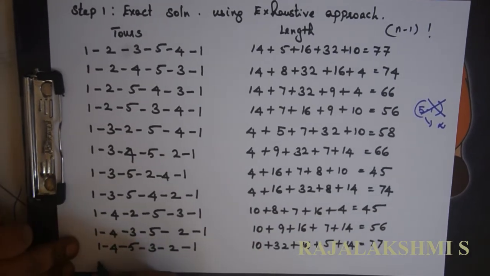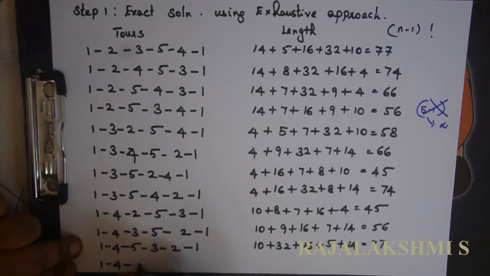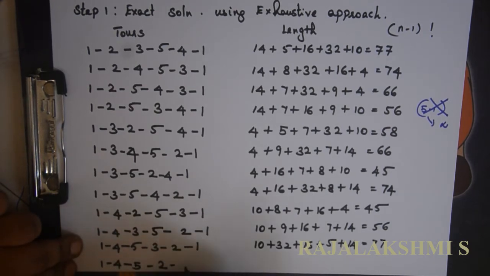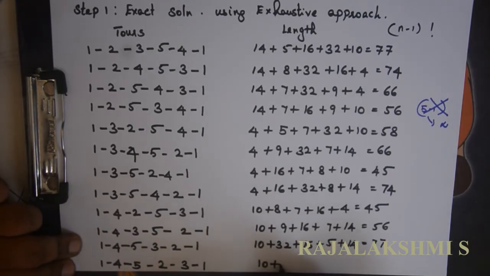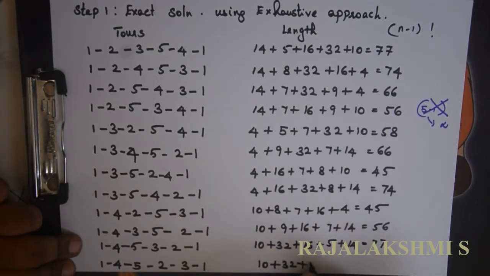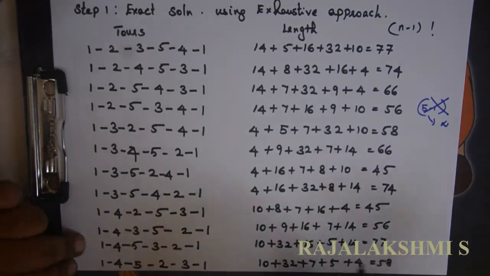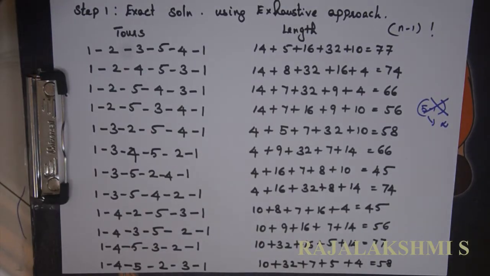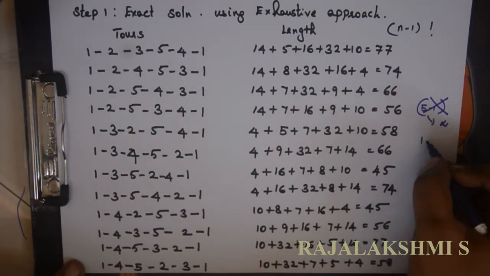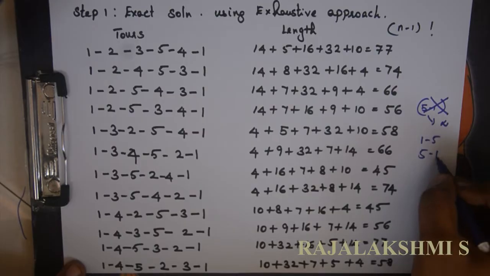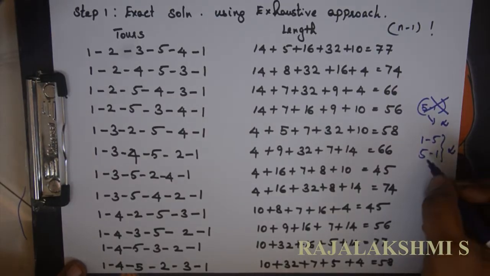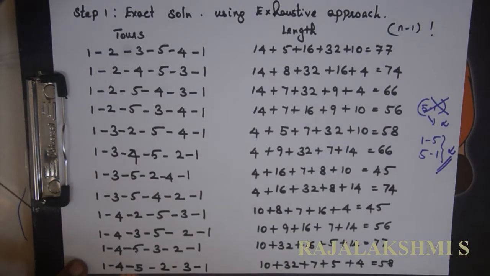And the final thing is 1 to 4, 4 to 5, 5 to 2, 2 to 3, 3 to 1. So here we will be having 10 plus 32 plus 7 plus 5 plus 4. So it will be equivalent to 58. So these are the various combinations we will be having. If we look at this, we will not be having any combinations as 1 to 5 or 5 to 1 because the distance they had given us is infinity. So we will not be taking that into account.